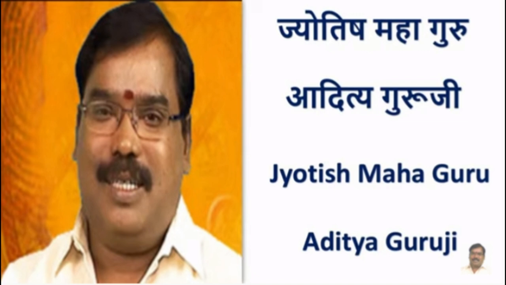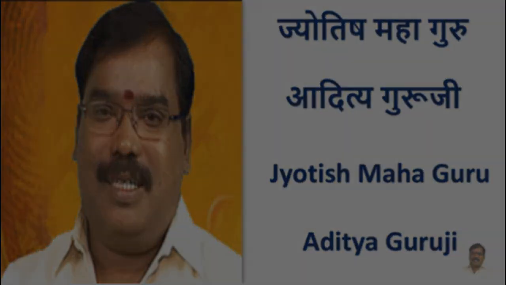I started explaining the effects of the planets right from Aries house, and I have reached the house of Aquarius, which is the 11th house of the Kala Purusha. This is the preceding house of the Pisces. Well, this is the 11th house of the Kala Purusha.